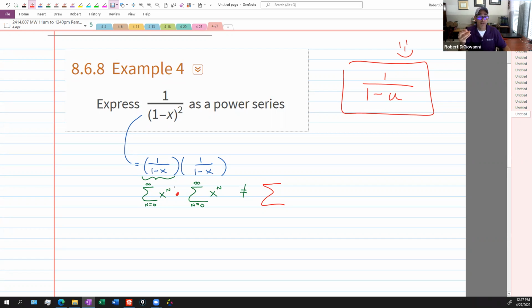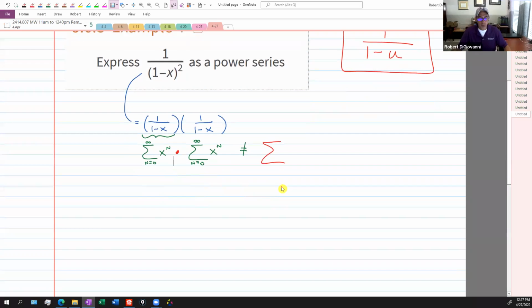And what we're looking for is a power series, which is a single series. You understand what I'm saying here? This is two series together multiplied. I want a single series as an answer. Because why can't it? Well, let me show you.